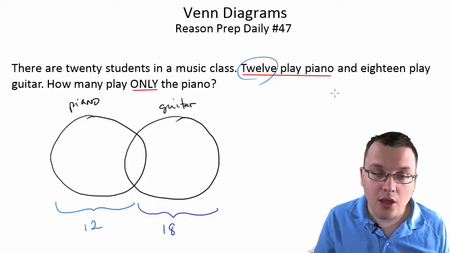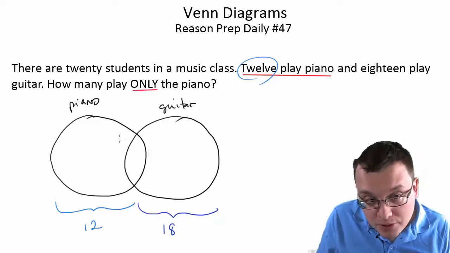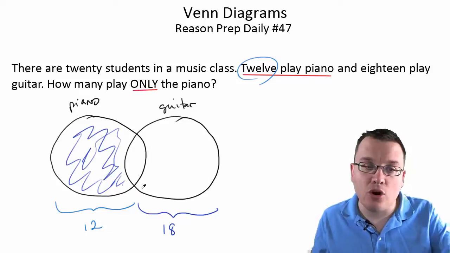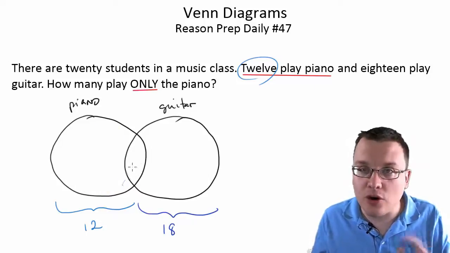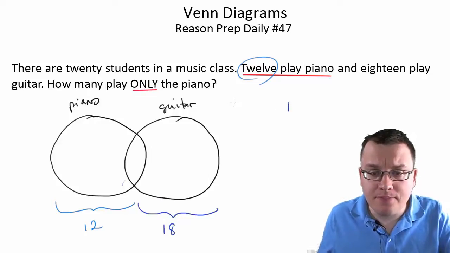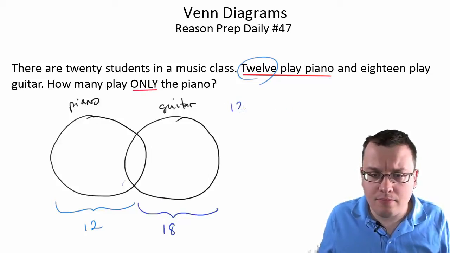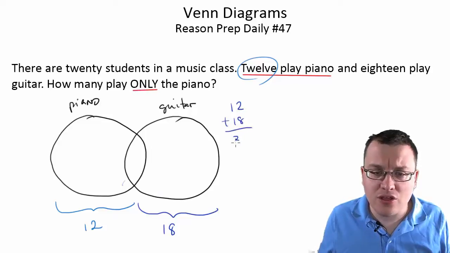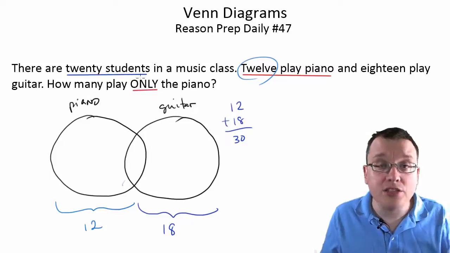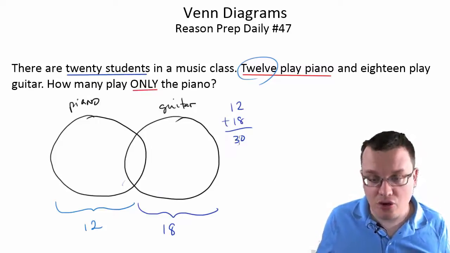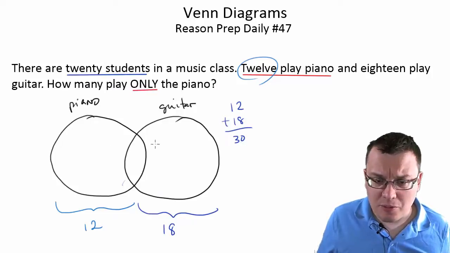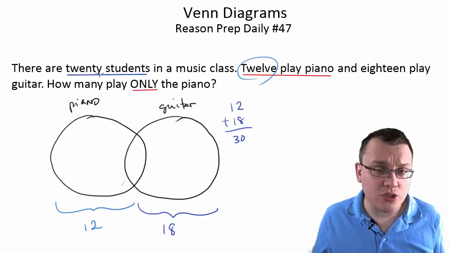What we want to know is basically how many play only the piano. Essentially, we want to know this region, not counting the overlap. So really what we need to do is find the overlap. And here's the trick. Notice if I add 12 and 18, I get 30, which doesn't at first seem to make sense because we have 20 students in the class. How could I have 30 students here accounted for in the piano and guitar when I only have 20 students in this class?